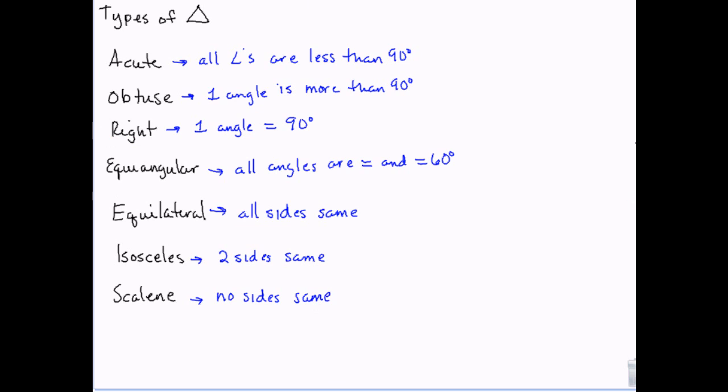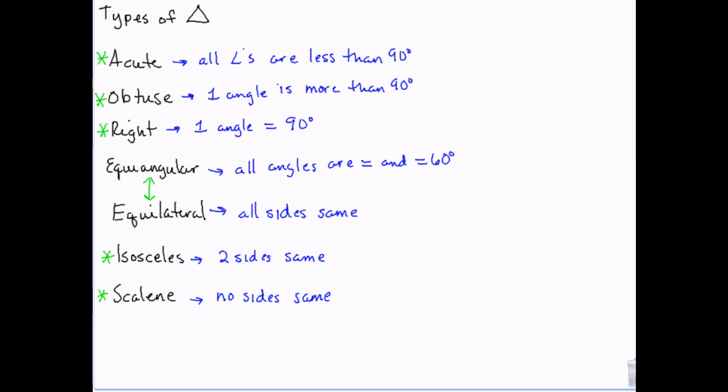You can mix together acute, obtuse, right, isosceles, and scalene. So I can have an acute isosceles, an obtuse isosceles, a right isosceles, or an acute, obtuse, or right scalene. What I cannot mix is the equiangular and the equilateral with anything else. These go together. If you are equilateral, you are equiangular. If you are equiangular, you are equilateral. Now, technically, these are also both acute, but we don't really say acute equilateral. You just say equilateral.